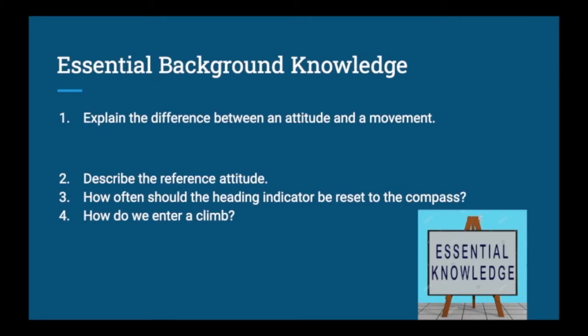Okay, some background knowledge before we get started. Starting with number 1 here, explain the difference between an attitude and a movement. If you remember, the attitude is always relative to the horizon and the movement is relative to the aircraft axis. How would you describe the reference attitude? 1/3 ground, 2/3 sky. You could say 3 or 4 fingers below the horizon of the nose position.